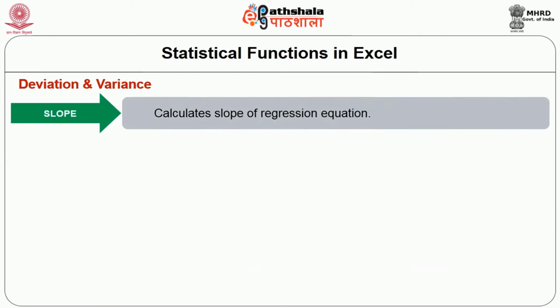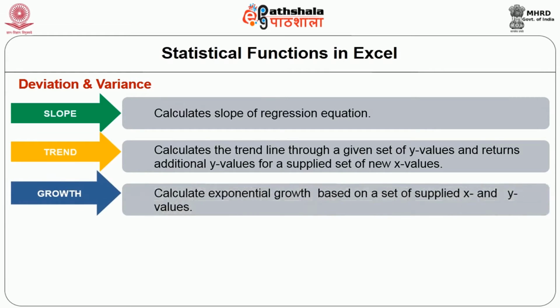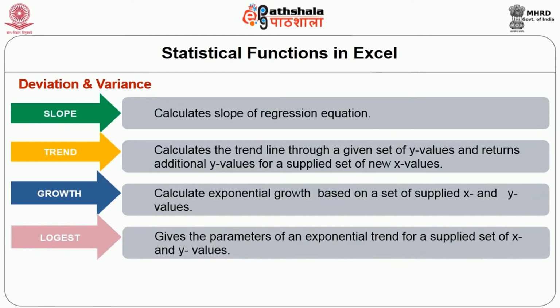SLOPE calculates the slope of the regression equation. TREND calculates the trend line through a given set of y values and returns additional y values for a supplied set of new values. GROWTH calculates exponential growth based on a set of supplied x and y values. LOGEST gives the parameters of an exponential trend for a supplied set of x and y values.